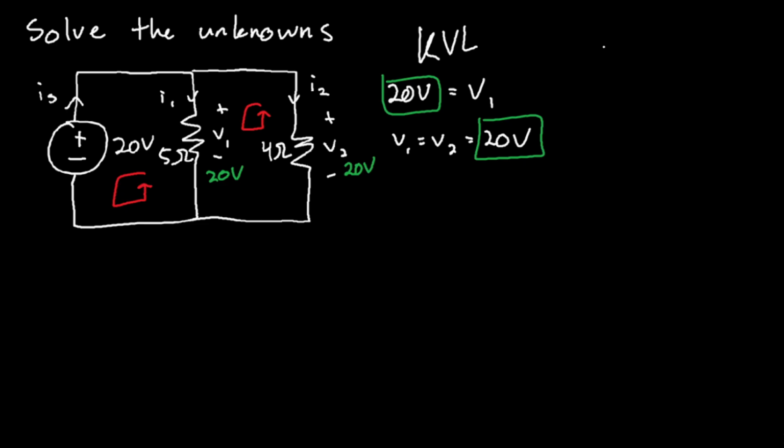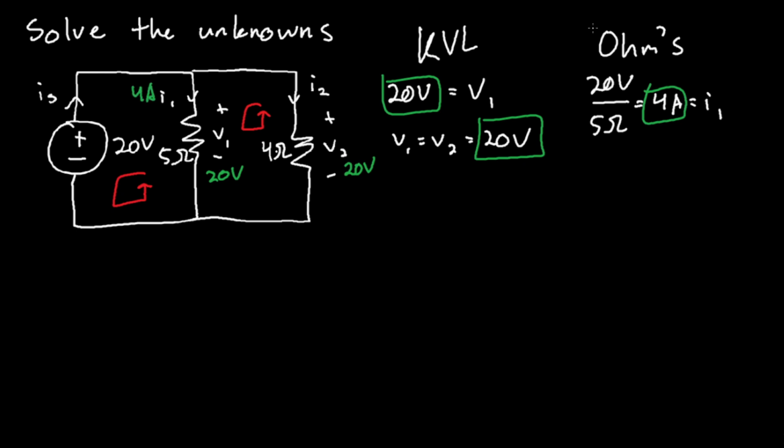So let's go ahead and use Ohm's law to do that. Ohm's law: we have the voltages, we have the resistance. Therefore, we divide voltage by resistance to get current. So I of 1 is 20 divided by 5, which is equal to 4 amps. So I of 1 is 4 amps.